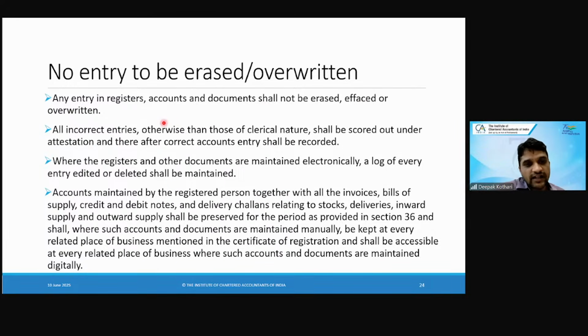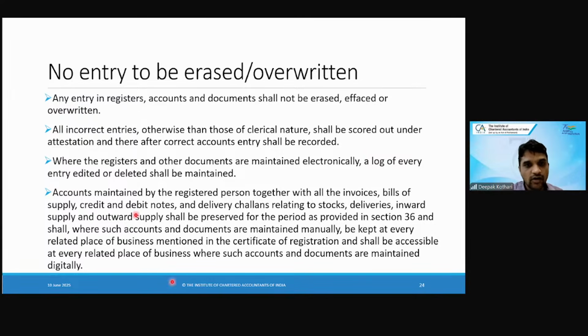And incorrect entries shall be scored out. You have to call it as cancelled. You should not throw it off. So if in an invoice you made a mistake, you cannot just tear it off. You have to mention cancel and keep it. Otherwise, what will happen is you will say it is lost, but on that you would have charged somebody GST. So if anything is cancelled, that cancel record also has to be maintained.